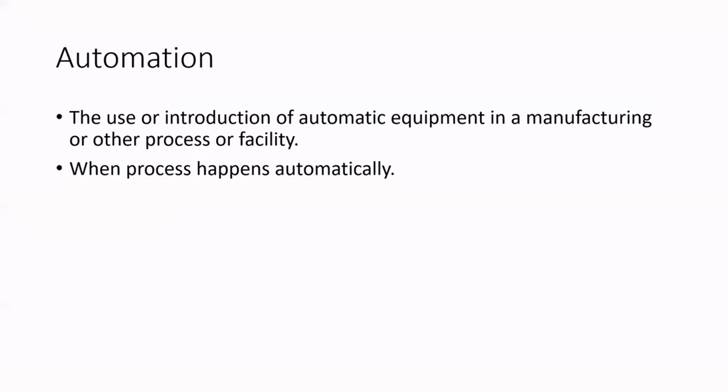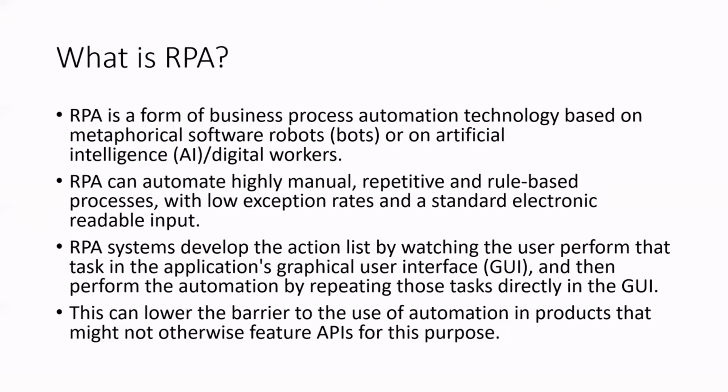So if we combine all these three words together, robotics, process, and automation, what's happening? There is a process, a series of tasks and actions, and we are going to automate that series of tasks. Those will happen without human intervention. And who is going to do that? Some robot is going to perform that. So that's why it is called Robotic Process Automation, RPA.